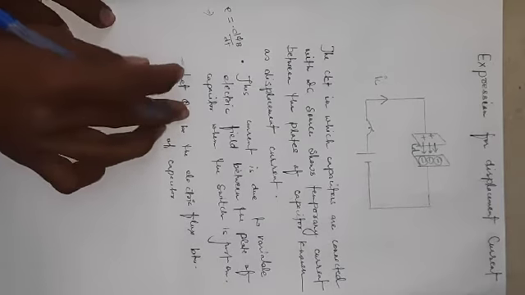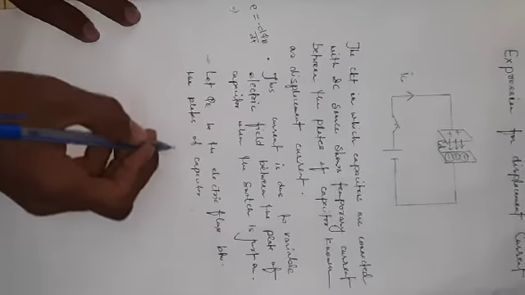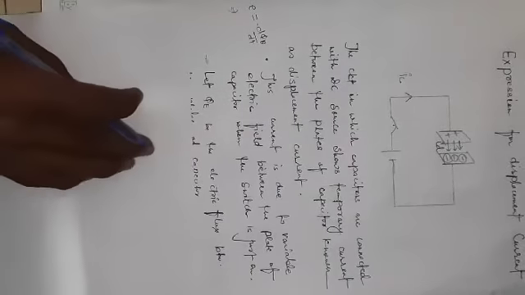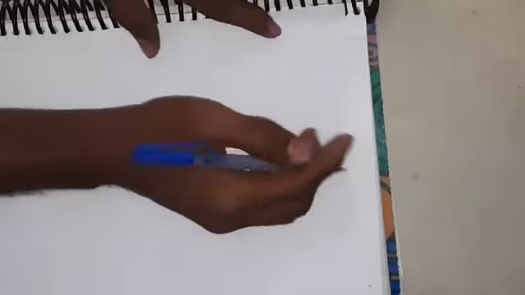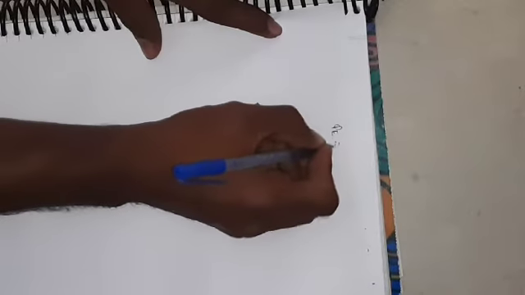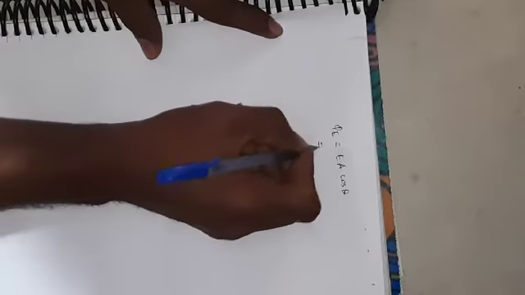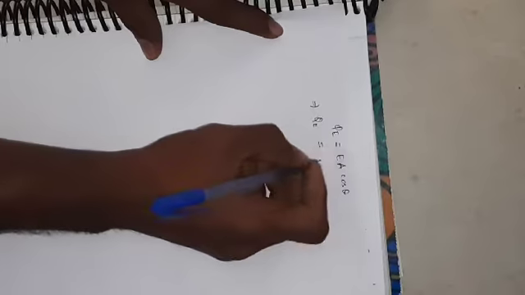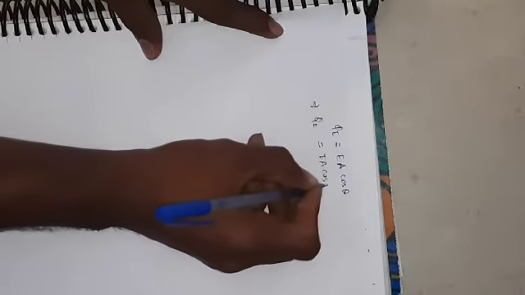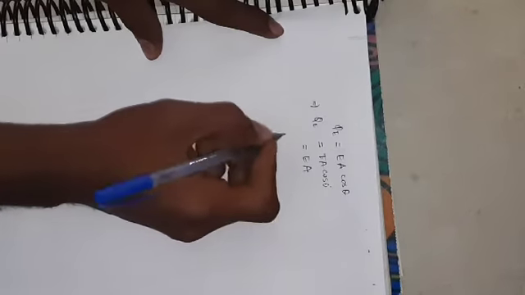Now we are going to derive an equation for the displacement current. Let phi E be the electric flux between the plates of the capacitor. Now we can write phi E is equal to EA cos theta. Since theta is 0 degrees, we have phi E is equal to EA cos 0 degrees. We can write phi E is equal to EA only.